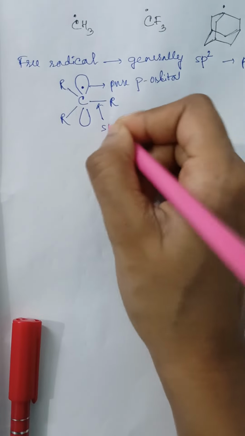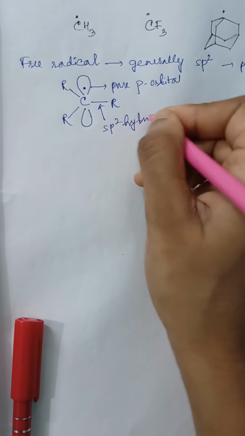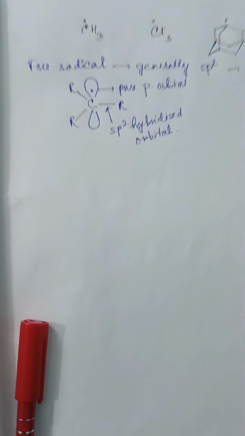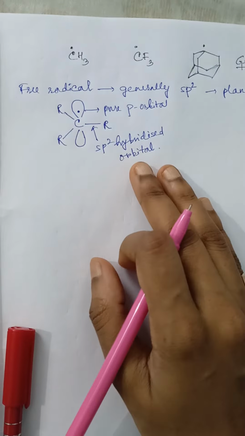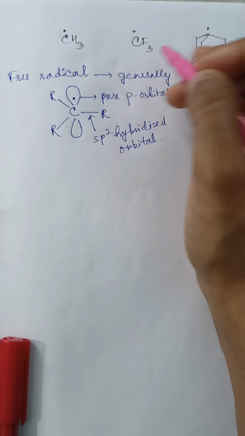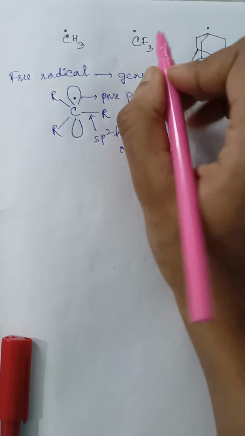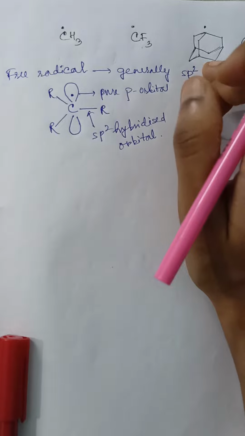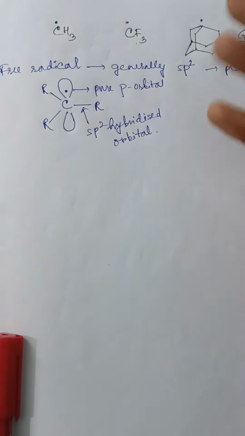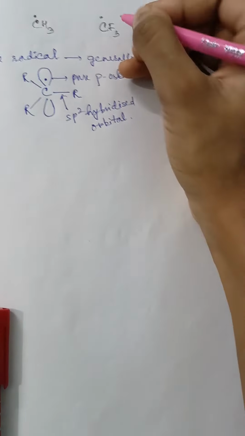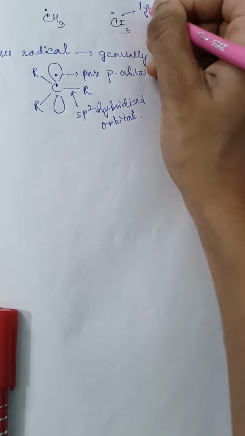These are all sp2 hybridized orbitals. So we know that, but this is not the case in every free radical. Now for this trifluoro compound, when fluorine is attached to the carbon atom, or here it's a cage ring structure, this kind of free radical compound can't assume this planar geometry or sp2. They actually take a pyramidal shape.